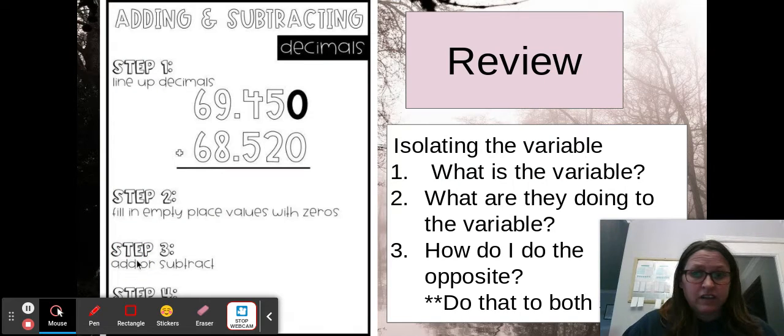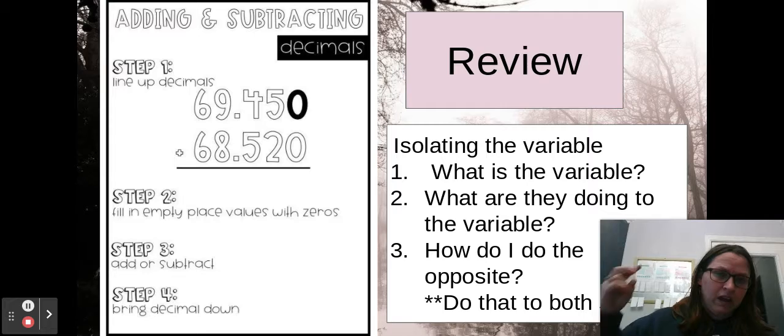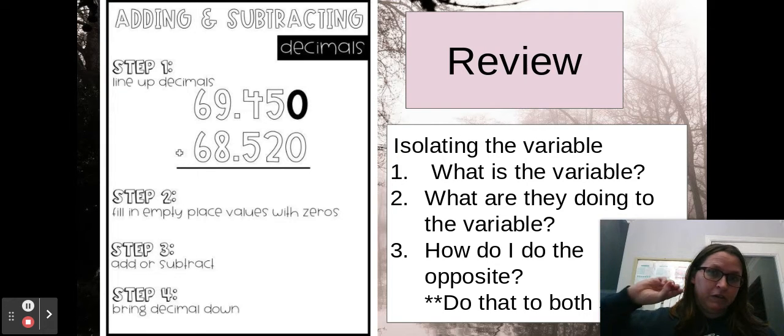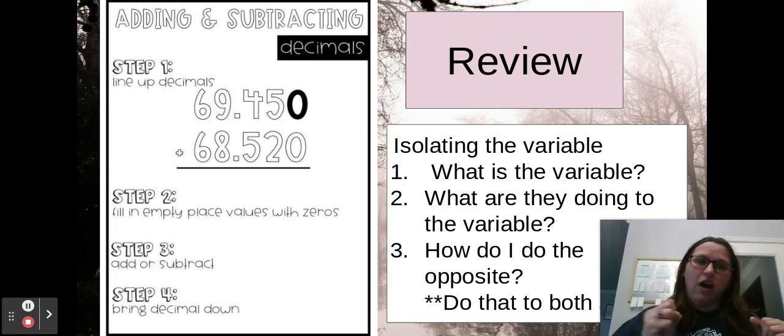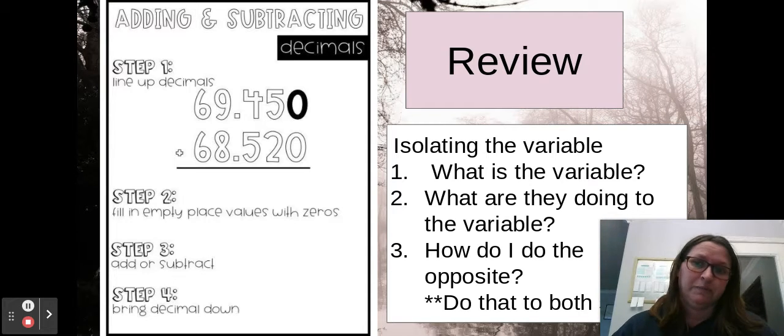To begin with, just a little bit of a review. These two boxes are both boxes of stuff you know. Number one is how to isolate a variable. We've talked about that over and over this year. To isolate a variable, you have to ask yourself 3 questions. Number 1, what is the variable? Number 2, what are they doing to the variable? And number 3, how do I do the opposite? And always remember to do the opposite to both sides.